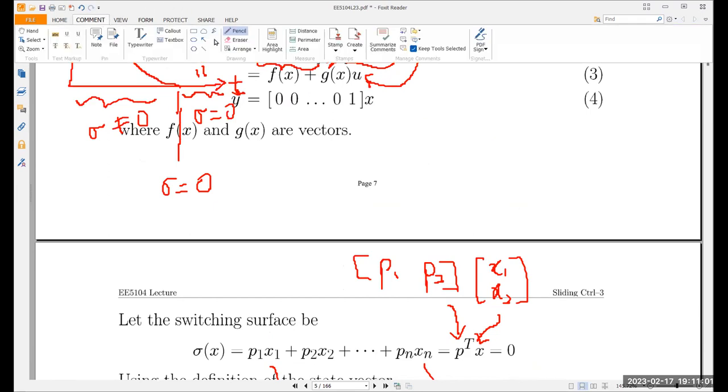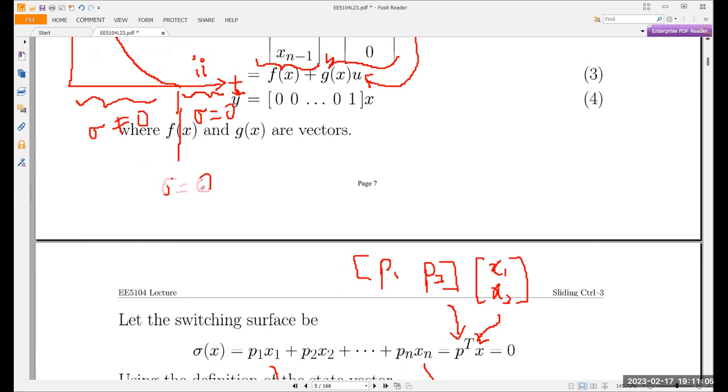Okay, so sigma is equal to P1, x1 is actually y dot, plus P2, this is actually y. All right. So this is sigma, and for phase two, it is equal to zero. And this equation we can solve, it is a year one electrical engineering problem. So we solve it using Laplace.